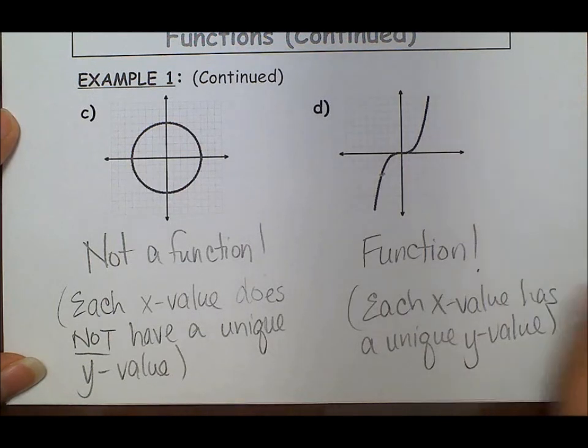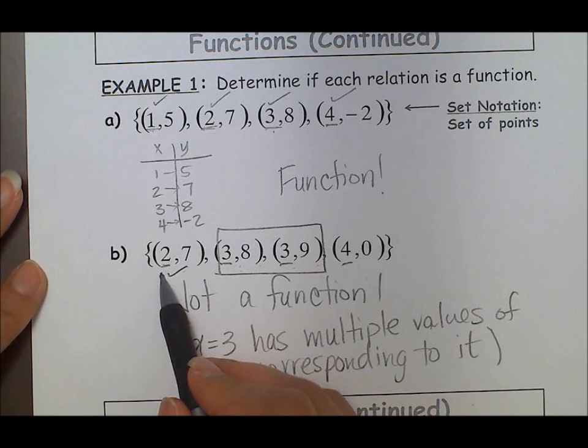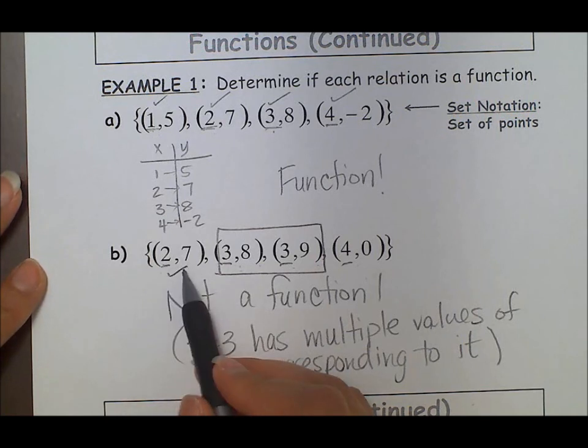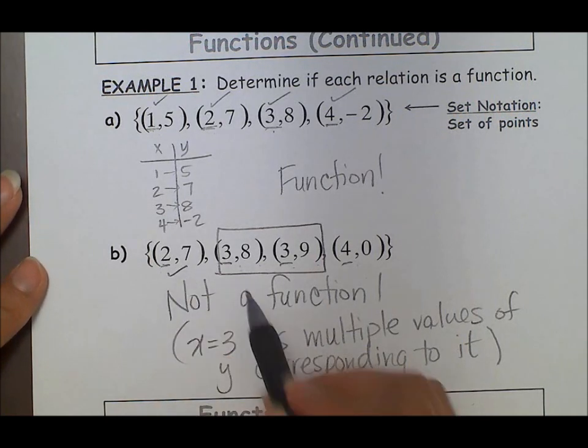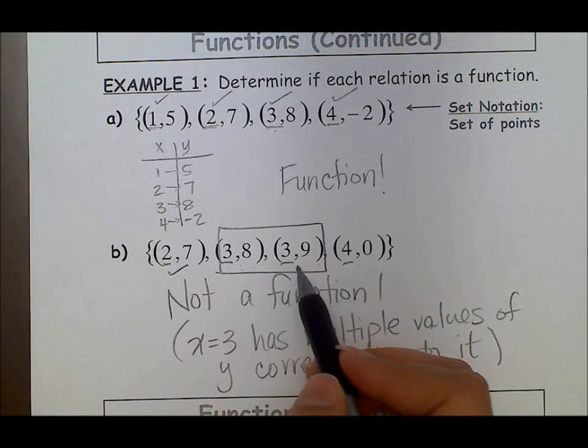Okay? Whereas here, if I said, if x is equal to 2, what's the value of y? You would say 7. And if I say x is equal to 3, what's the value of y? You won't be able to decide between 8 and 9, because now that means that there's too many values. That's what makes it not a function.